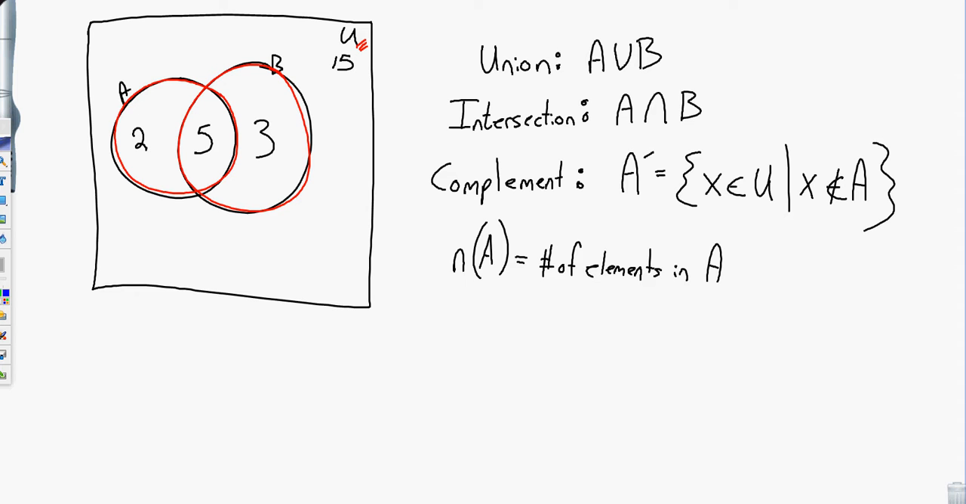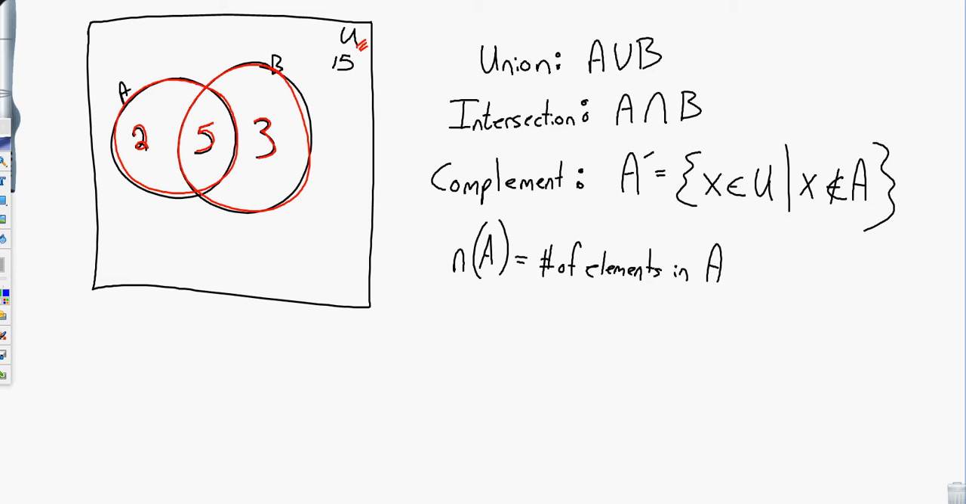So the universal set contains all of the things that includes set A and set B, and also all the things that are in the universal set that are not A and B. So let's see, we have this 2 here, denoting that there are 2 elements of A that are also not part of B. We have 5 elements that are part of both sets. We have 3 elements of B that are not part of A.